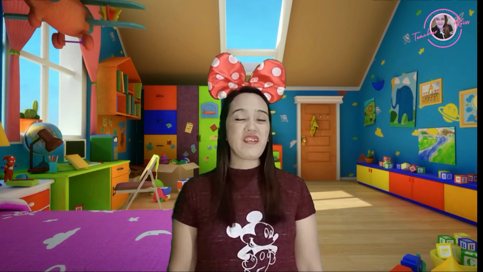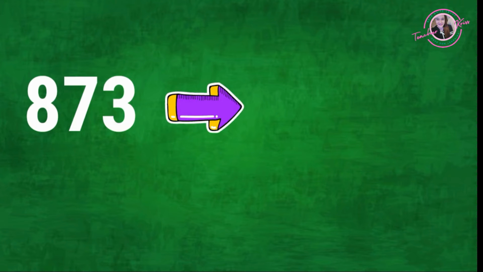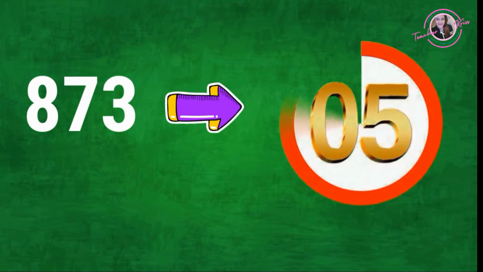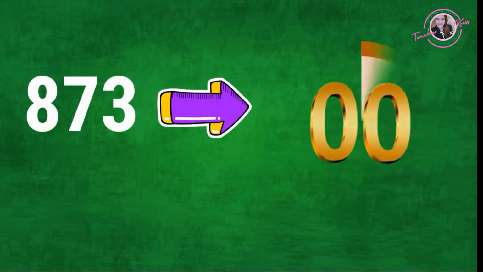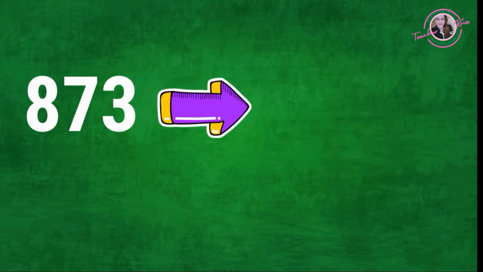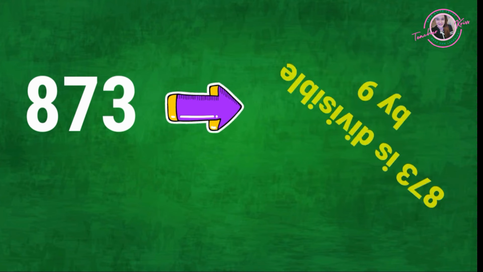And now, get your paper and pen. In 1 minute, I want you to answer the following number if it is divisible by 9. So, are you ready? If yes, your timer starts now. Is 873 divisible by 9? So what is the correct answer? Correct!